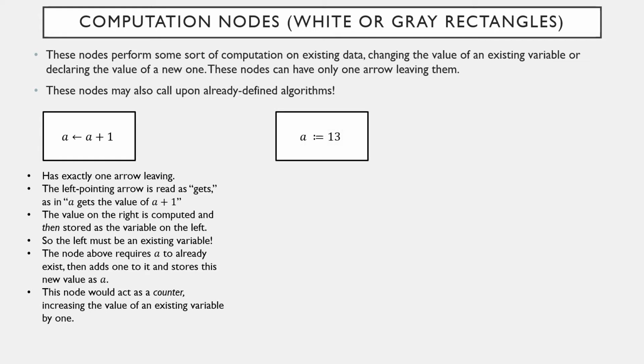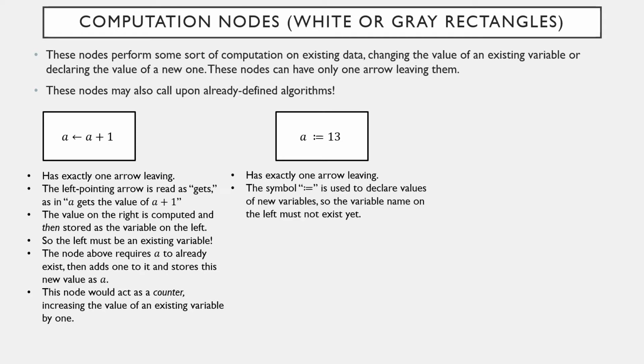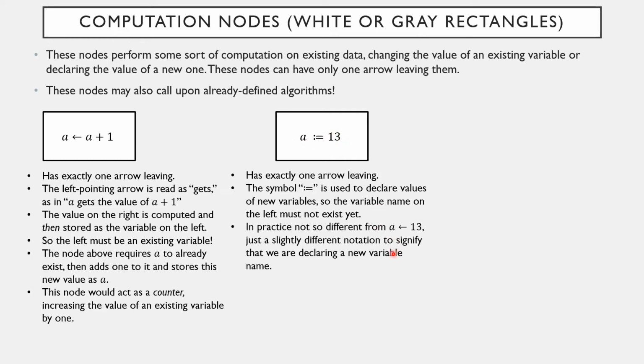Here is a different symbol, this colon before the equal sign. This will now have one arrow leaving it, and this symbol is used to declare a value of a new variable. So the variable a never existed up until this point, and this special symbol says, invent the new variable a and give it the starting value of 13. It's not really much difference from a gets the value 13. The only distinction between this symbol and this one is that this is very specifically used to declare a new variable that has never existed. This would require a to already exist as a variable and give it the value 13.